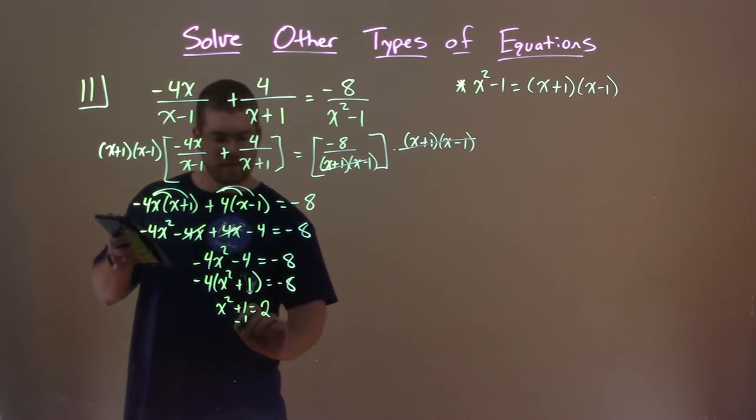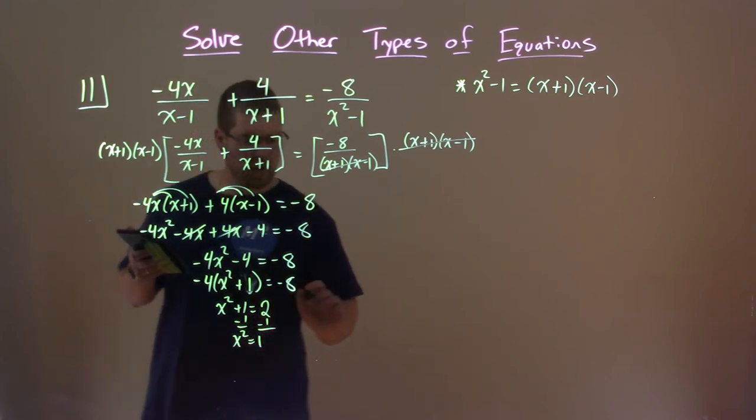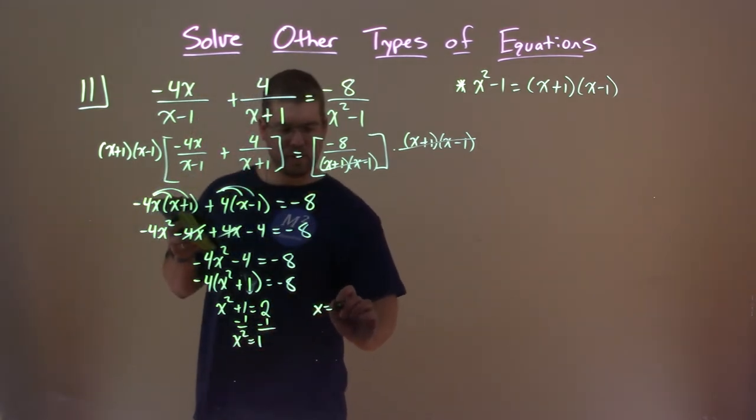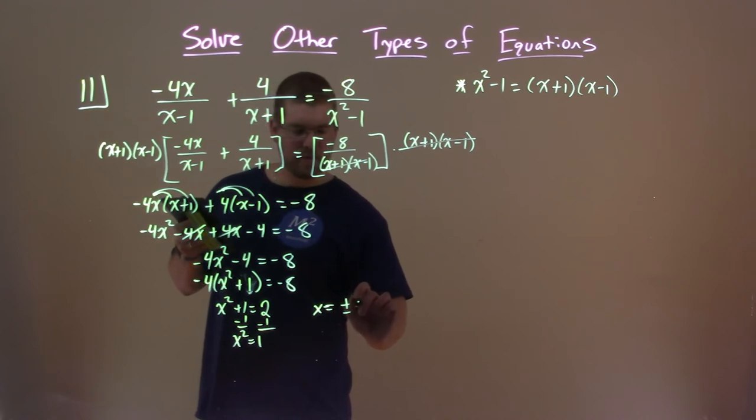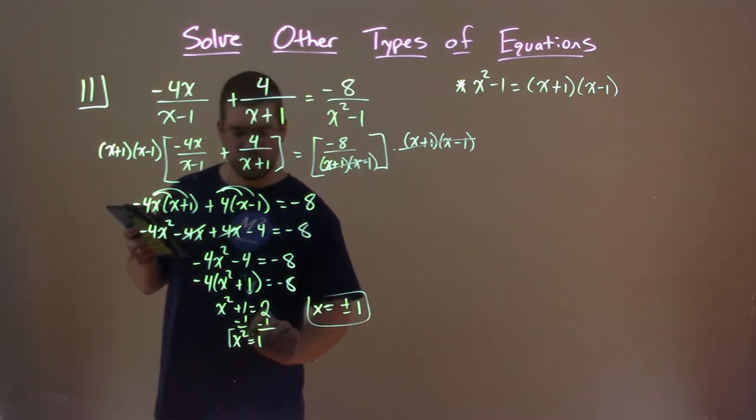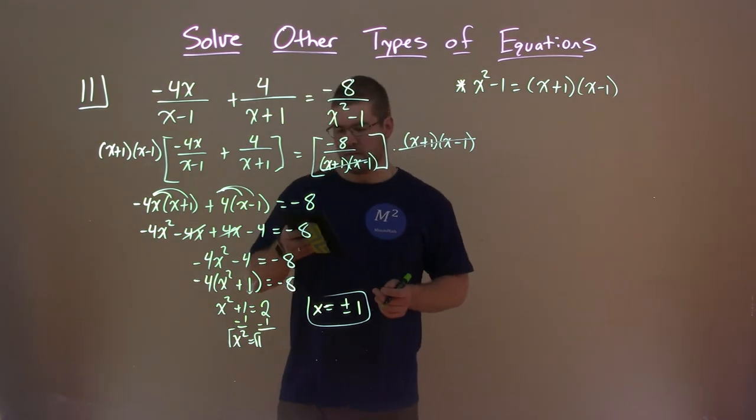Subtract 1 from both sides, and we're left with x squared equals a positive 1. Square root that, and we have x equals plus or minus 1. Okay? Right? All right, so we have x equals plus or minus 1.